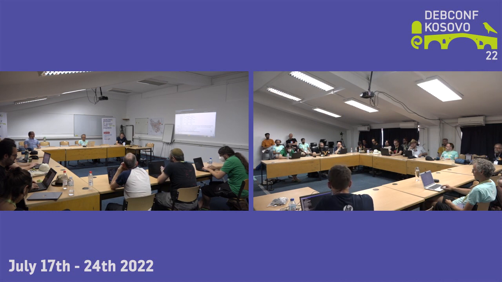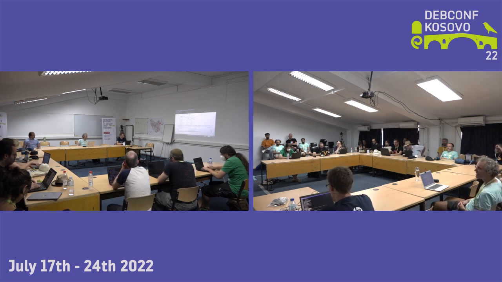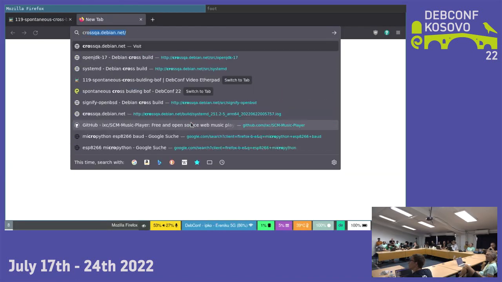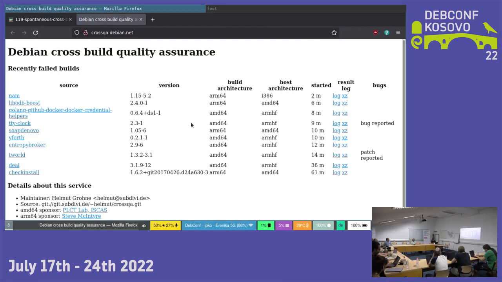So we're close to running out of time. If you want, I can do a quick demo of how I do it. So one thing that actually works well is going to crossqa.debian.net, and picking a random package. The second class is mine. Second class is yours. Deal.